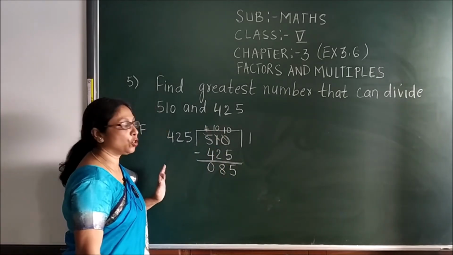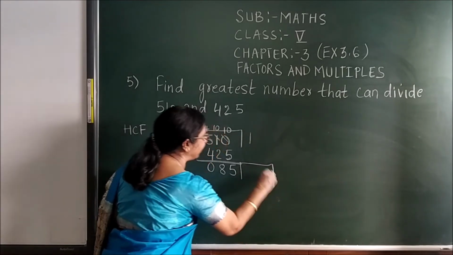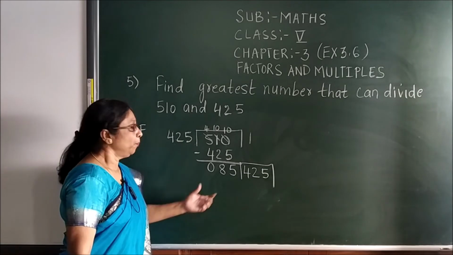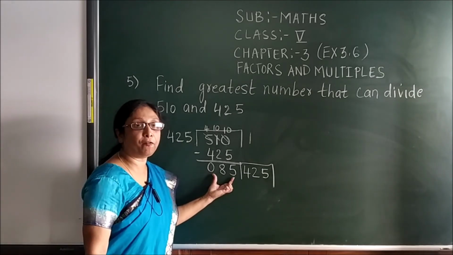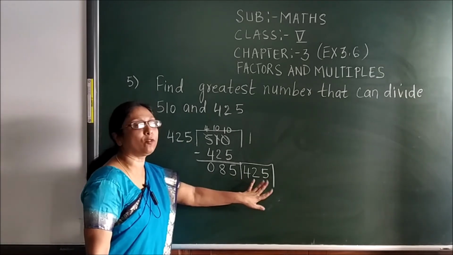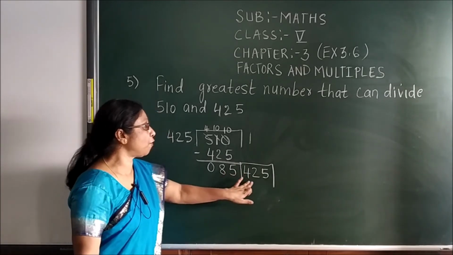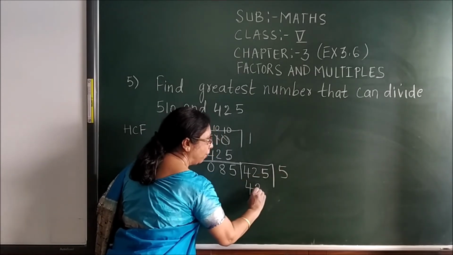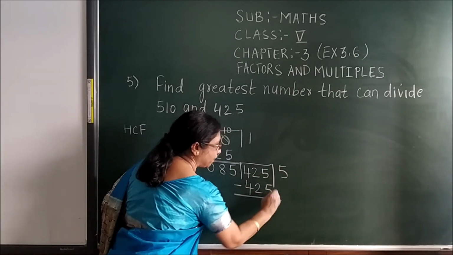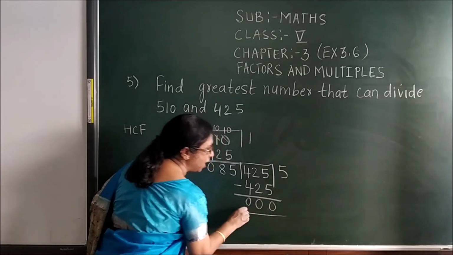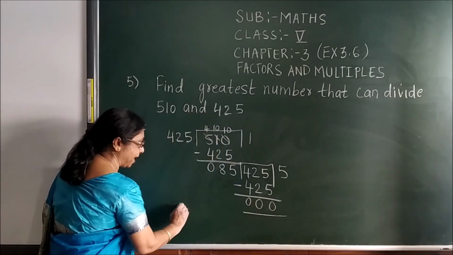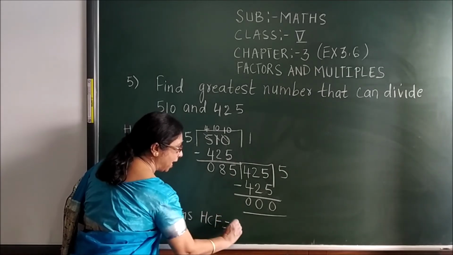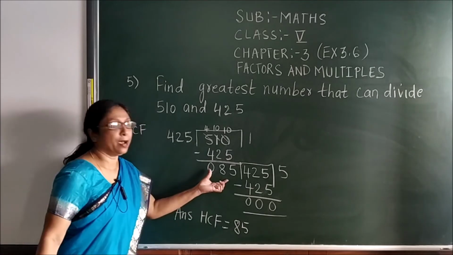In the long division method, what we used to do, we write the divisor again here. You have to write the divisor again here. Now write the table. Say the table of 85. In the 85 times table, when does 425 come? In the 85 table, 425 comes at 5 times. So 5 fives are 25. Clear? Then you subtract and you get the remainder 0. So what is your HCF? Your final answer, that is HCF, the greatest number, is 85, which is this number.